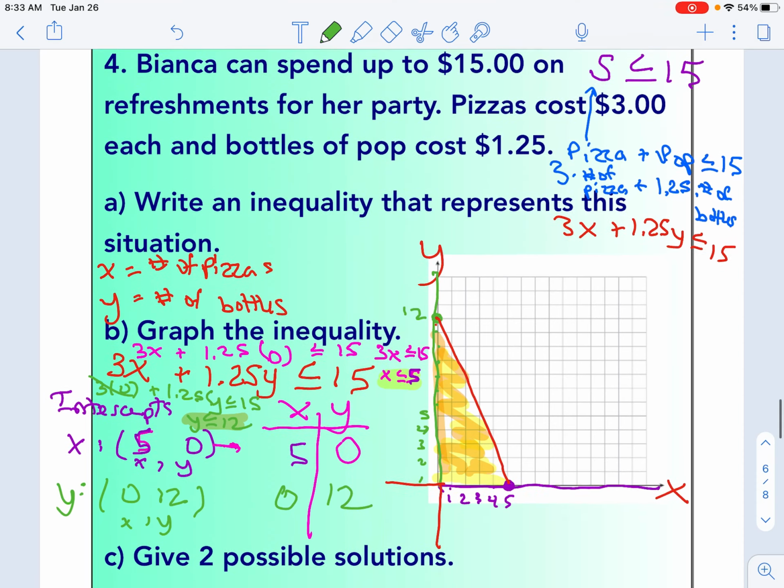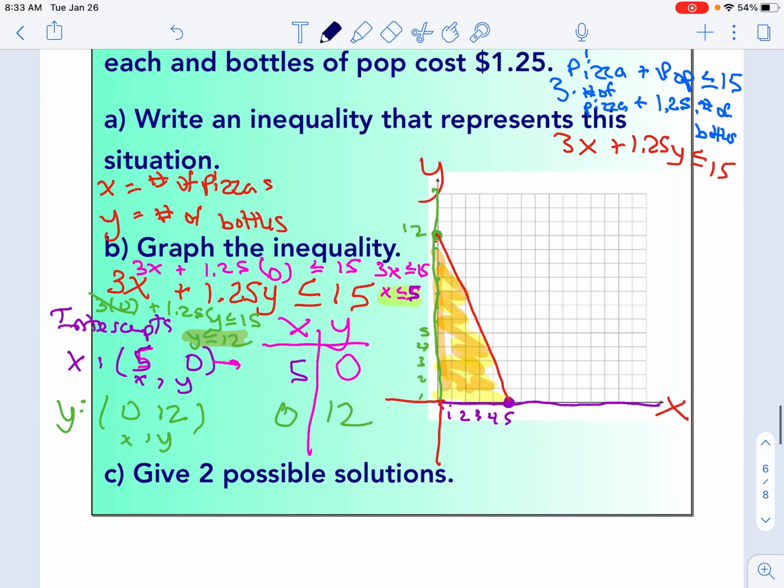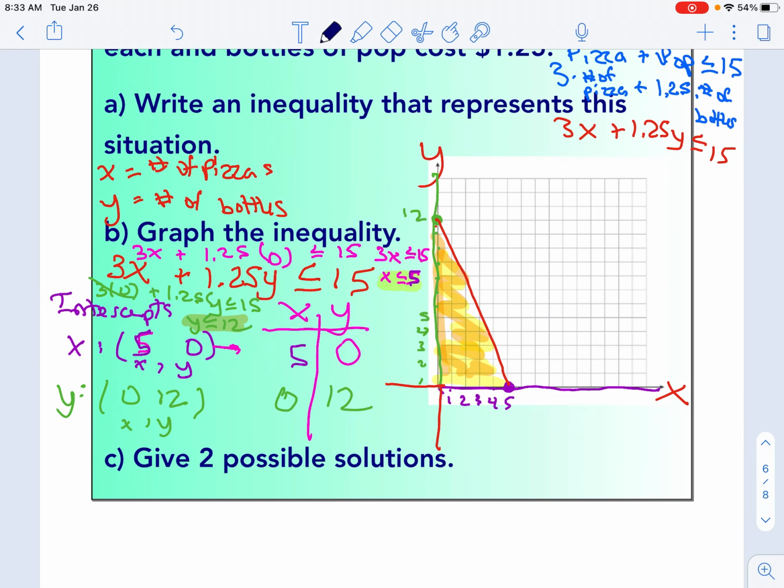So now it says give two possible solutions. So what I need to do is pick out an ordered pair in this graph area. So for example, this ordered pair is part of the solution. That ordered pair is the ordered pair 4, 1. And remember, 4 is pizzas and 1 is pop.